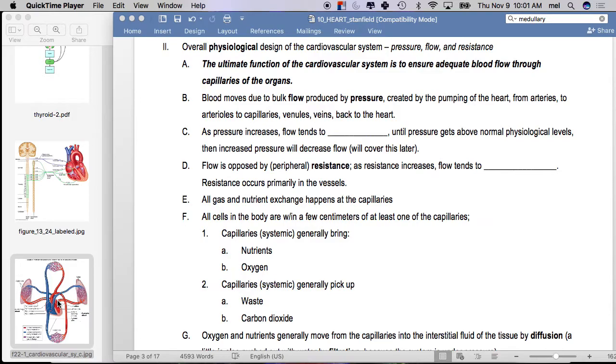So here's the deal, and I need you guys to understand this. The ultimate physiological function of the cardiovascular system is to deliver adequate blood flow to capillary beds. And you will try to do that even if you trash the system in the process. Because if you don't deliver adequate blood flow to capillary beds, you are going to die, right?